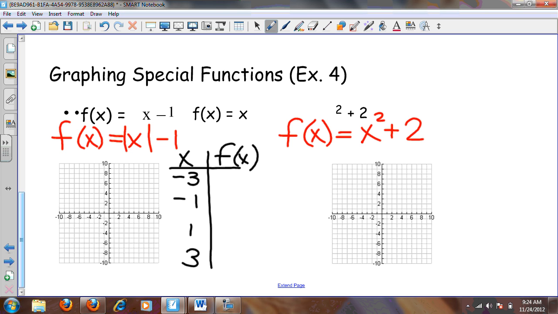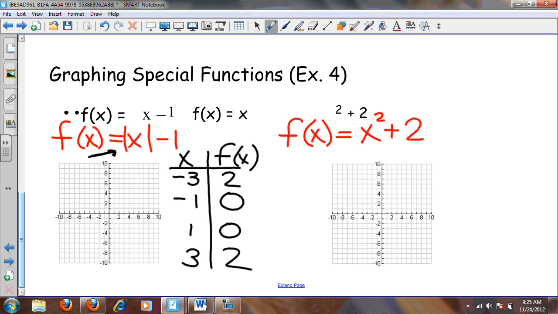So to find f of x, I'm substituting that in. The absolute value of negative 3 is 3, and 3 minus 1 is 2. The absolute value of negative 1 is 1, and 1 minus 1 is 0. The absolute value of 1 is 1, and 1 minus 1 is 0. The absolute value of 3 is 3, and 3 minus 1 is 2.